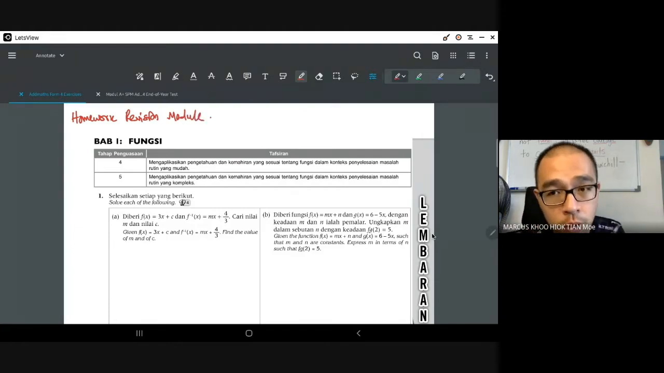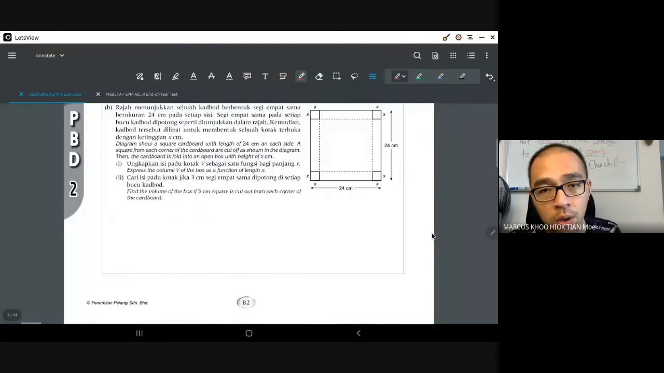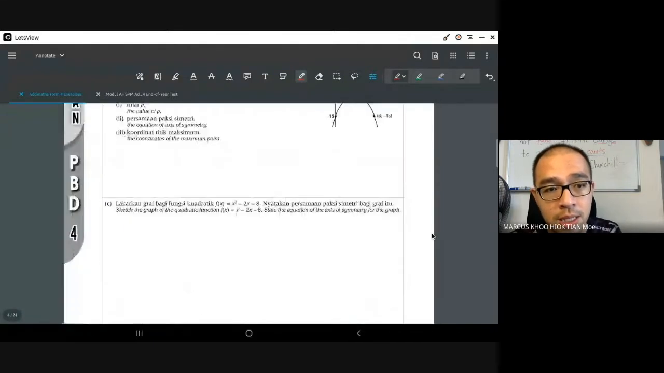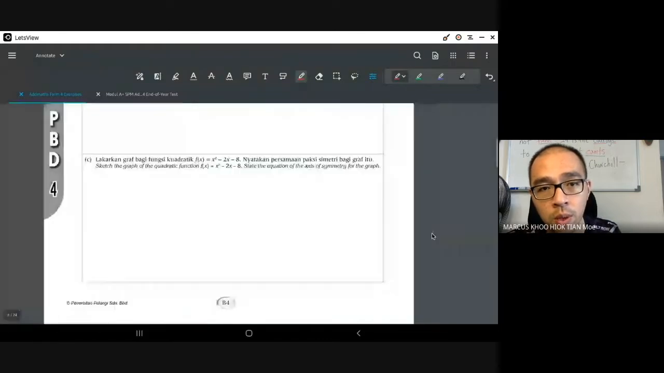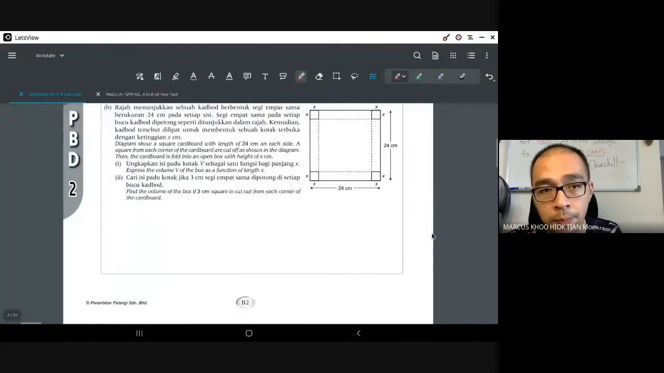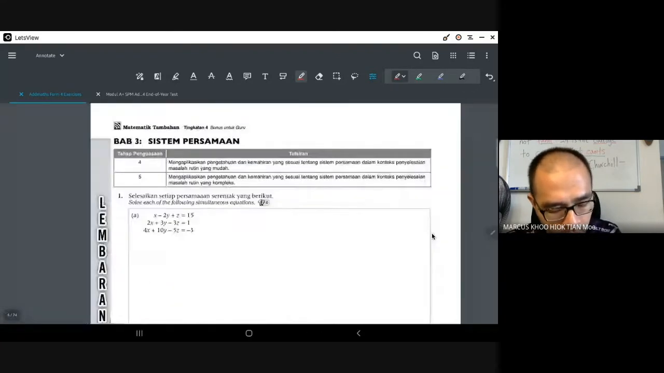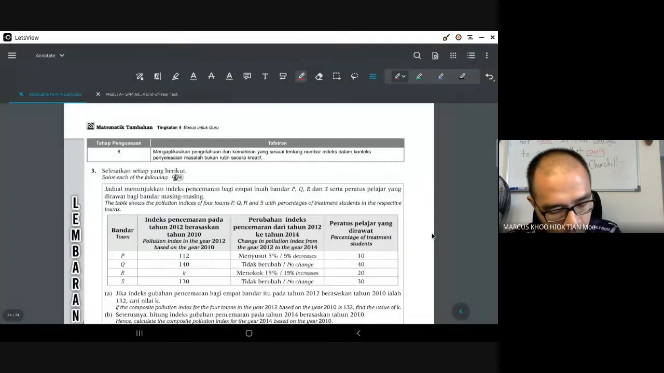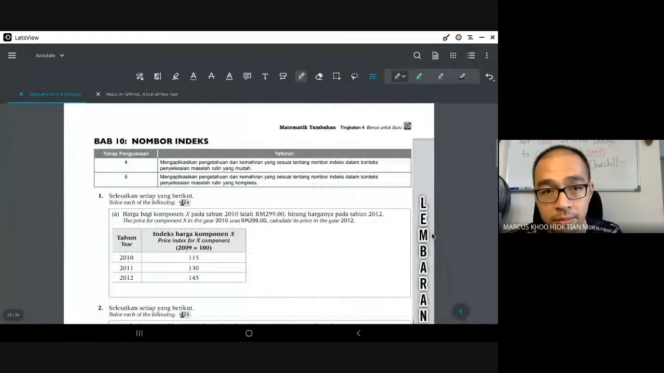So the homework revision module, every chapter has a few questions, generally about 3 to 4 questions. This homework revision module is what I would want you to do as your homework for revision. The one that says bab 1 all the way until the last one has 24 pages altogether.